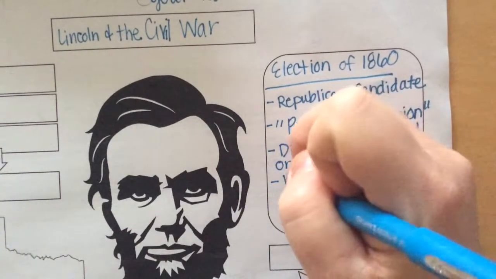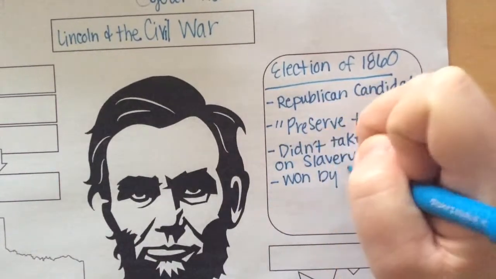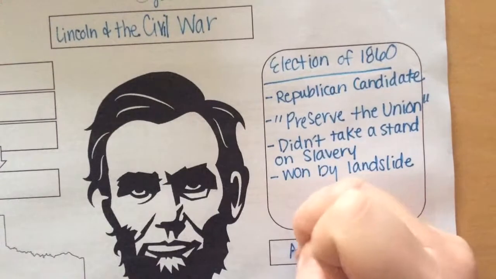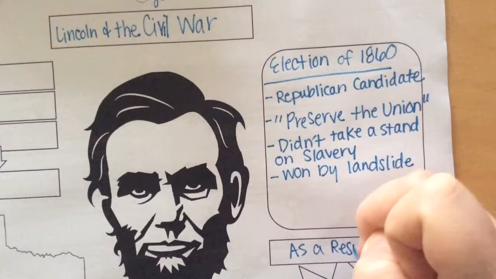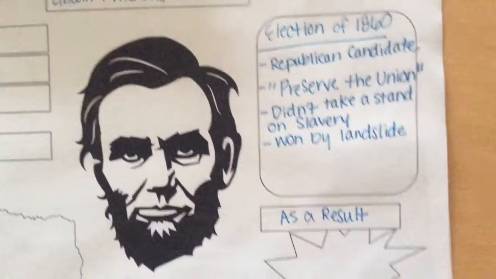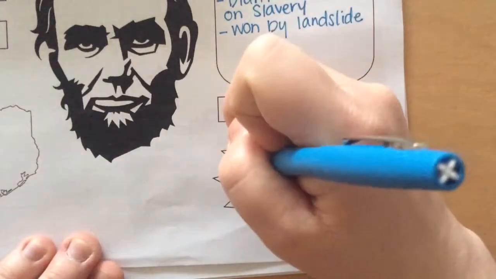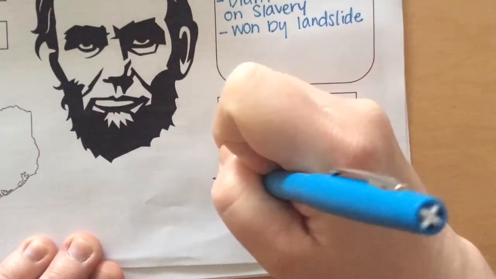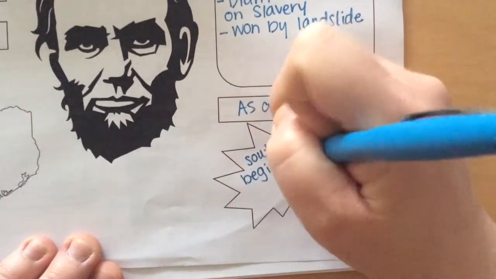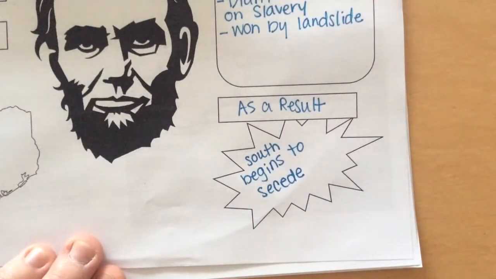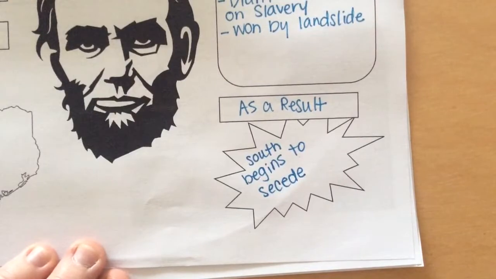The next thing is that he wins by a landslide, which means a lot. He won by a landslide, and as a result, the South starts to kind of freak out, okay? But we don't really call that freaking out. We call it seceding. They start trying to leave the United States because they don't like the new president. So the South begins to secede. That means separate from the United States.